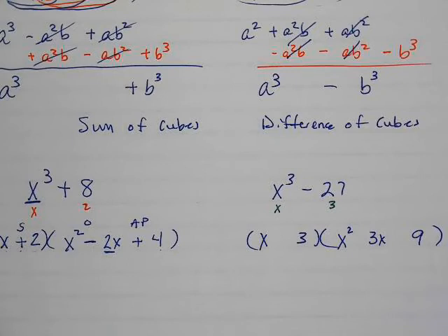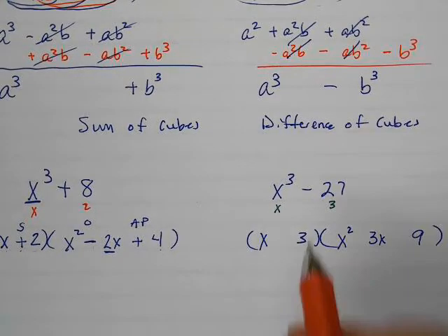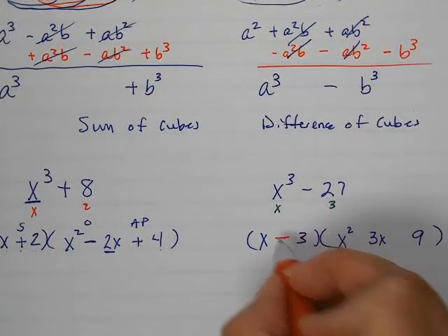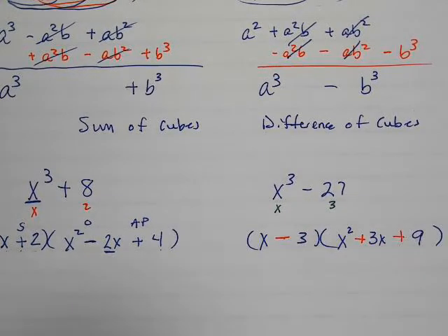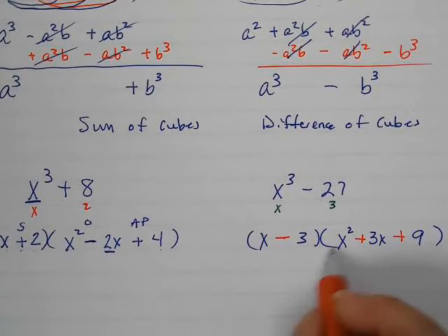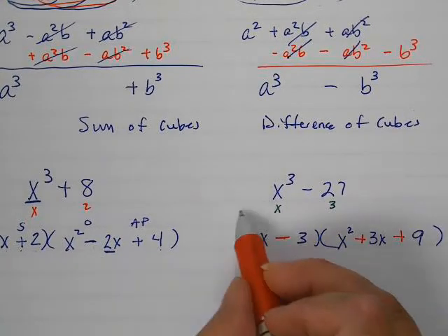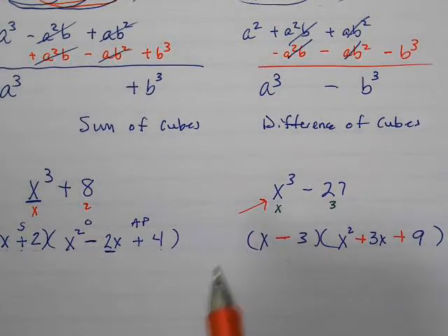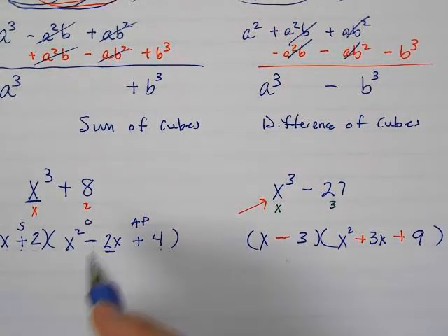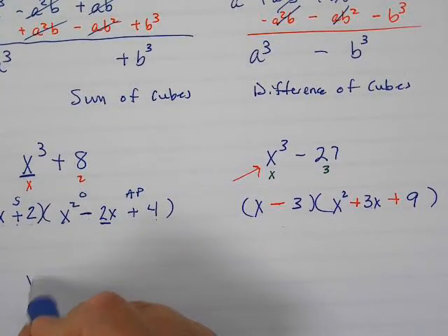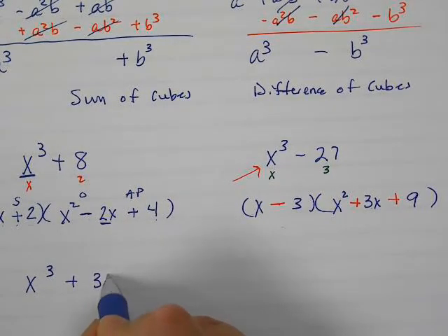And now to get my signs, I'm going to use SOAP. The same, the opposite, always positive. So if I multiplied this out, and you're welcome to do that, and got everything to cancel, I should end back with the thing that I started. Okay, let's make this one a little harder. Let's go x cubed plus 343.